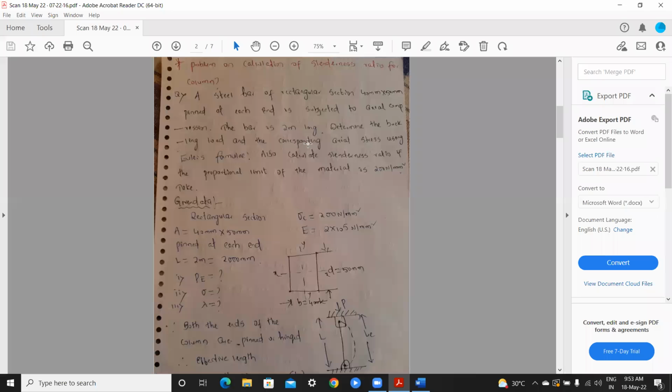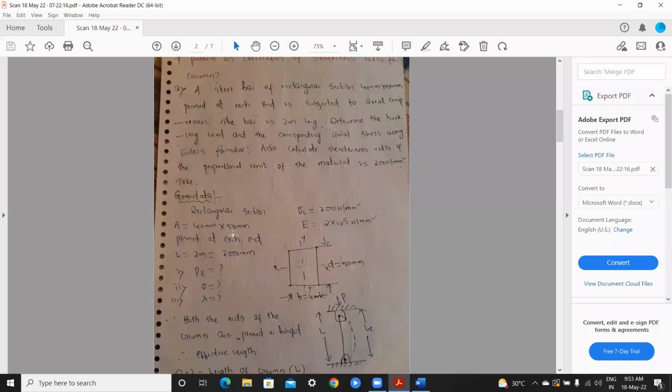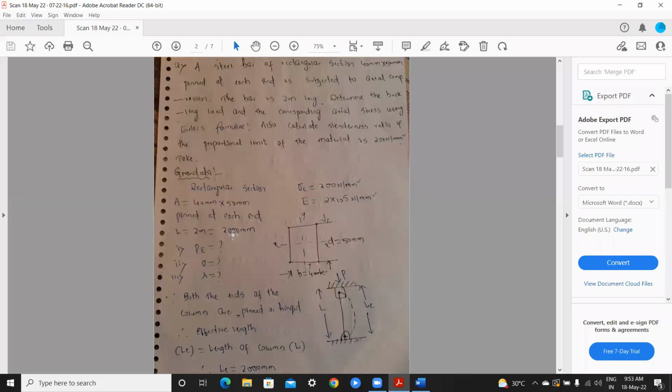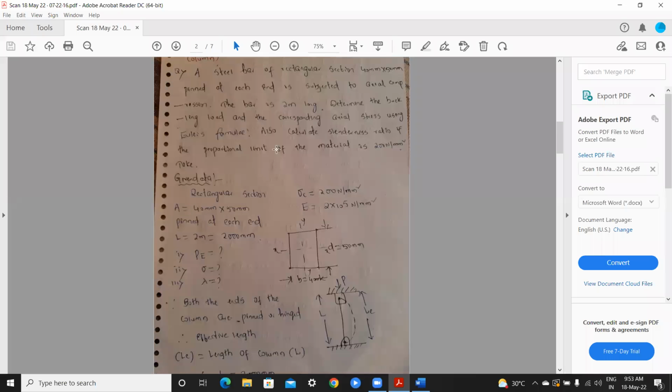Euler's formula means 4 conditions. So already they gave pinned at each end. Also calculate the slenderness ratio if the proportional limit of the material is 200 Newton per mm square. You can see in the given data: rectangular section, area 40 mm into 50 mm, and they gave the proportionality limit of the material, sigma c, the stress, as 200 Newton per mm square.